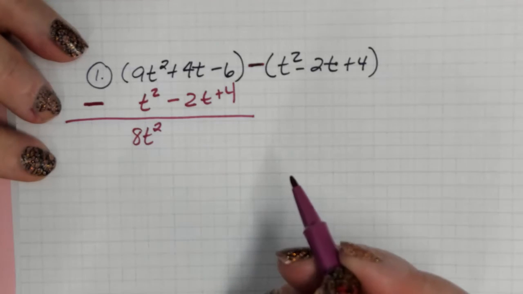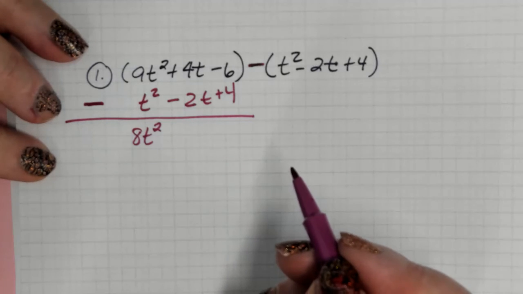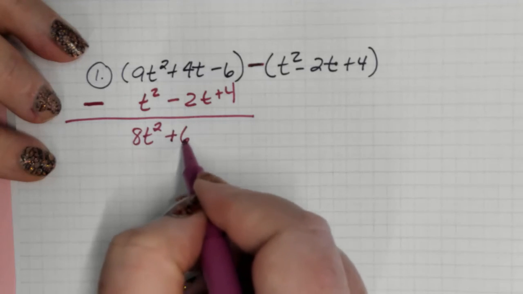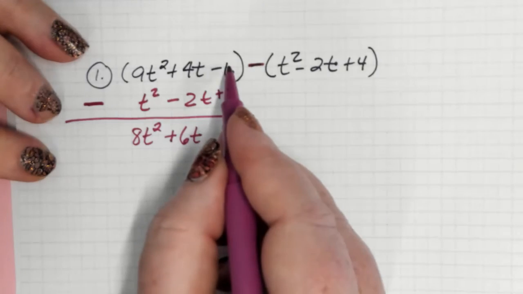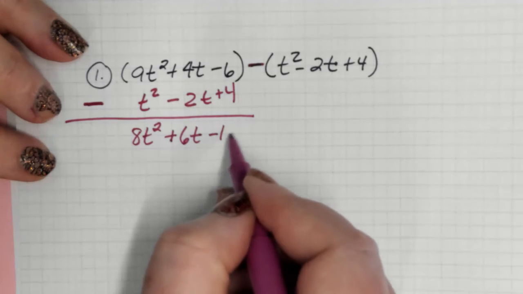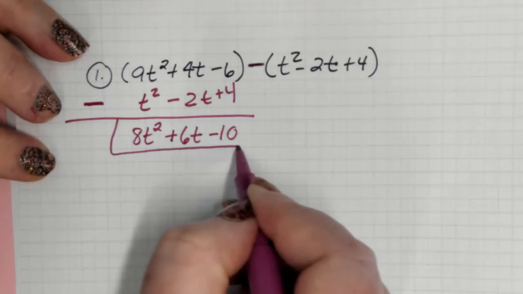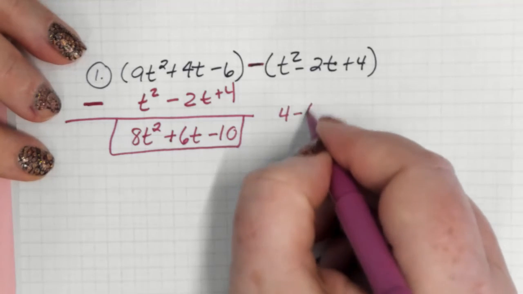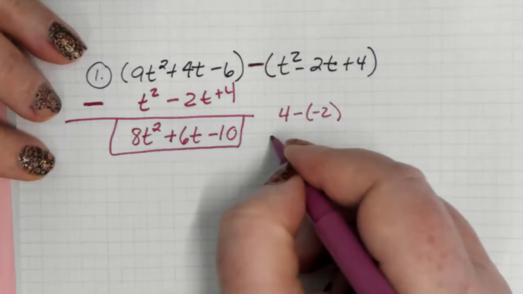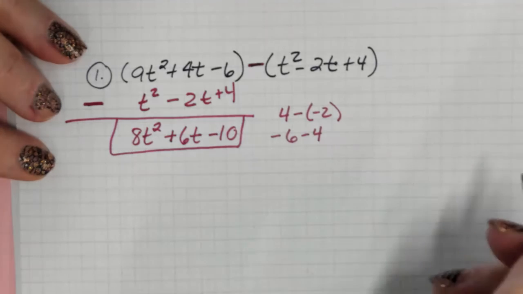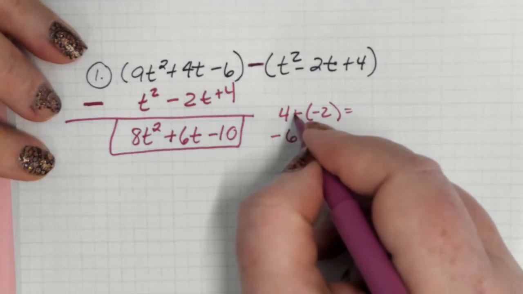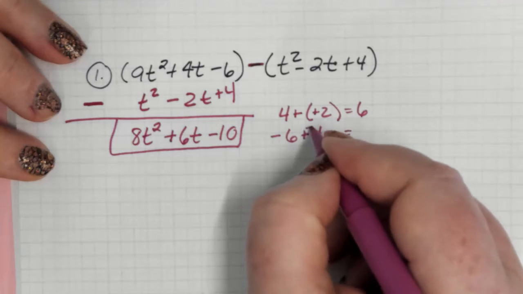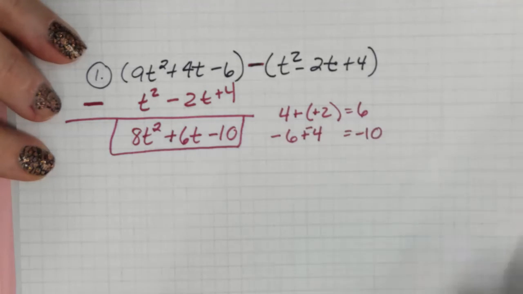You do not change the exponent when you're adding and subtracting. 4 minus negative 2. Negative 6 minus 4. And make sure you're doing this in your calculator. It's a little tricky. 4 minus negative 2. Negative 6 minus 4. Add a line, change a sign. That's positive 6. Add a line, change a sign, negative 10.